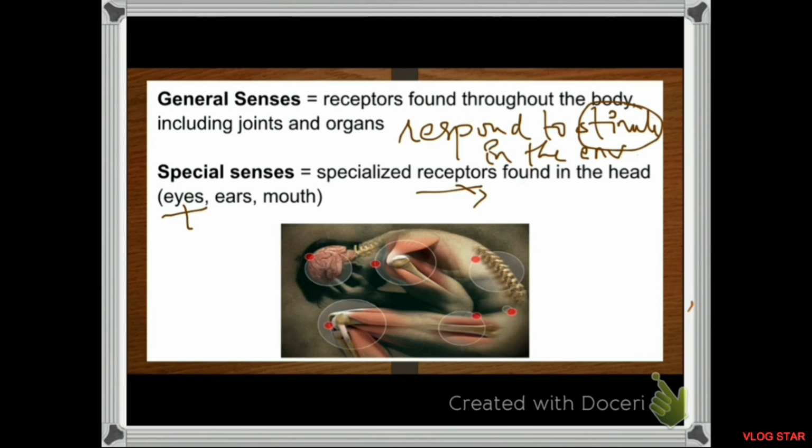So today our special sense organ is the eye. Eyes also have special receptors, and those are called photoreceptors. So therefore eyes are also sometimes called photoreceptors. So let's look at the different parts of the eye.